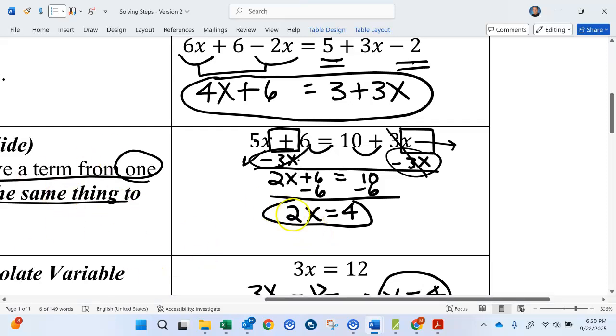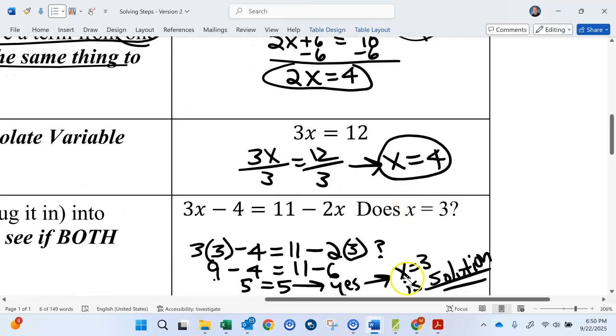So now we've taken care of that. We have no more like terms left in the equation. So now we're ready for the next step.